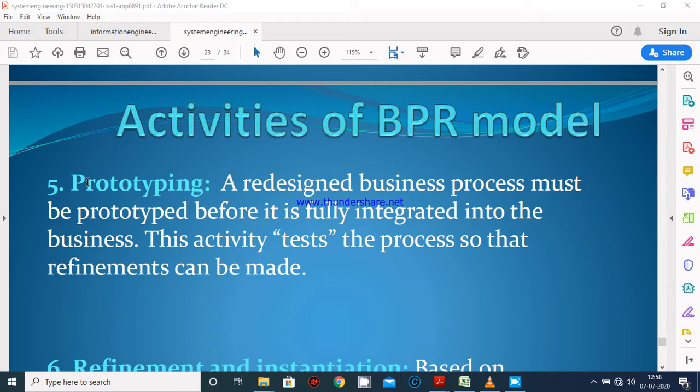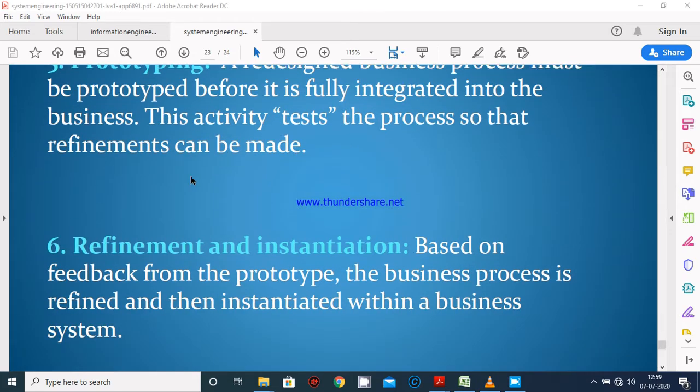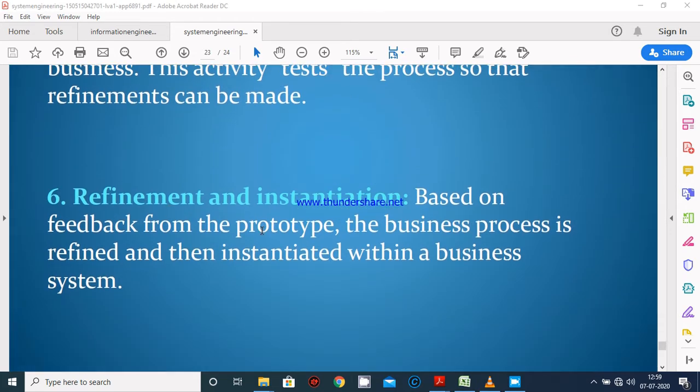Basically, the prototype model is a working model, a limited working model of a particular software. Before developing a particular software, a prototype should be built so that the user can identify whatever he said actually comes in the prototype model. The next one is refinement and instantiation. Based on feedback from the prototype, the business process is redefined and then instantiated with a business system.